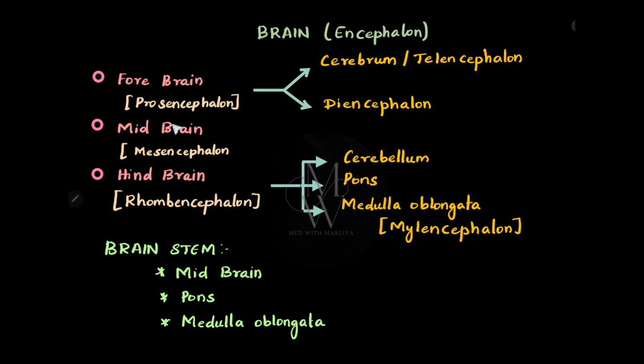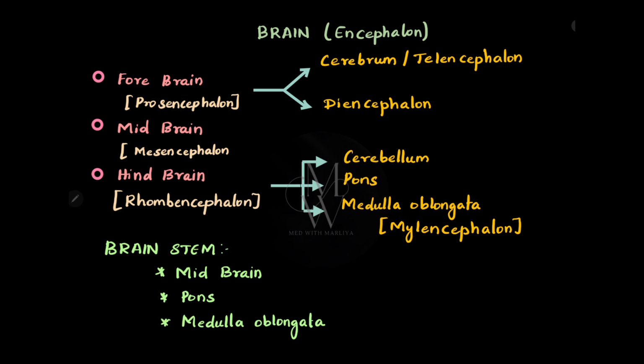After further development, forebrain is divided into cerebrum and diencephalon. Cerebrum is also known as telencephalon. And midbrain remains the same, mesencephalon. Hindbrain is divided into cerebellum, pons and medulla oblongata. Medulla oblongata is also called myelencephalon.